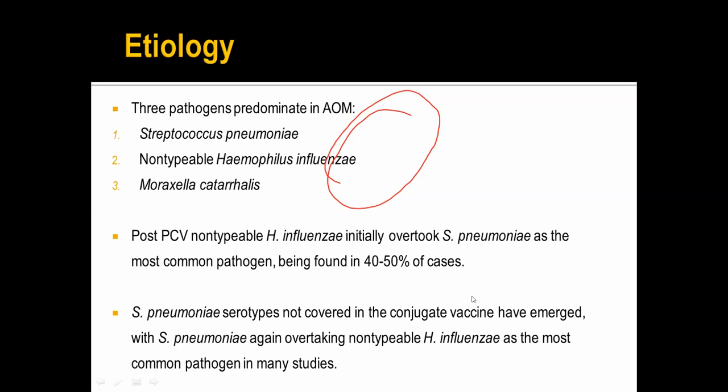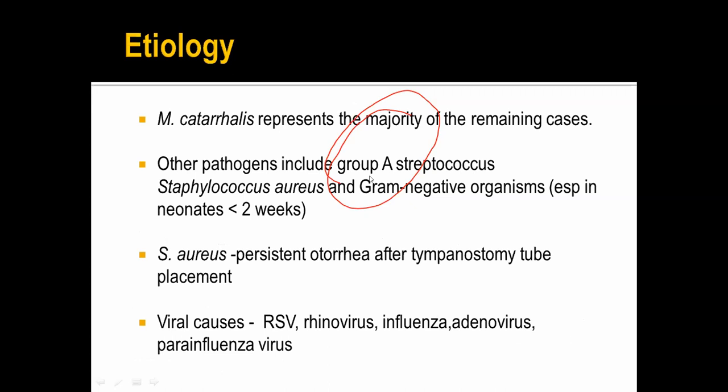Moraxella accounts for the majority of the remaining cases, and other pathogens include Streptococcus pyogenes, Staphylococcus aureus and gram-negative organisms. These group of organisms are predominantly seen in neonates less than 2 weeks of age. Think of aureus infection in case of persistent otorrhea, especially after tympanostomy tube placement. And also, some viral causes can be directly associated with acute otitis media. It could be RSV, rhinovirus, influenza, adenovirus, and parainfluenza. These viruses, either by acting as a predisposing factor for secondary bacterial infection, can cause acute otitis media.